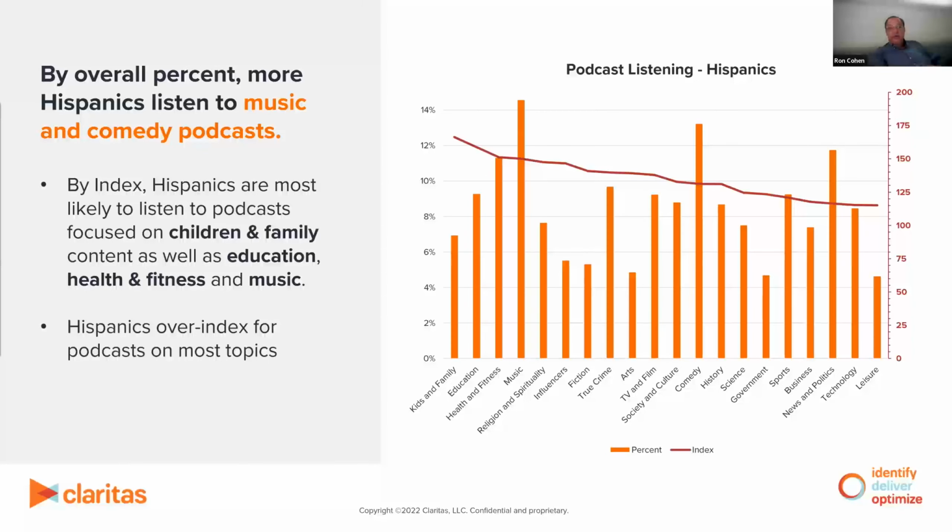Podcasting, another place you're going to reach Hispanics, is extremely popular. These are different formats, genres, if you will, of podcasting. Basically, what the red line is telling you is that Hispanics over-index for all of them, especially kids and family, education, health and fitness, music. News and comedy are also very popular, but the index is nowhere near as strong as it is for these other categories. But they over-index for all podcasting. Hispanics love podcasting.